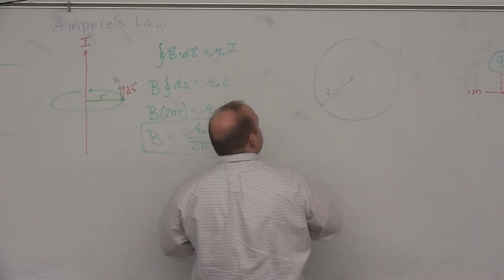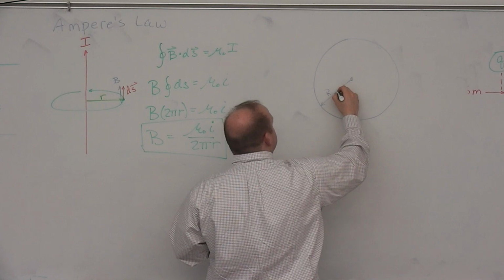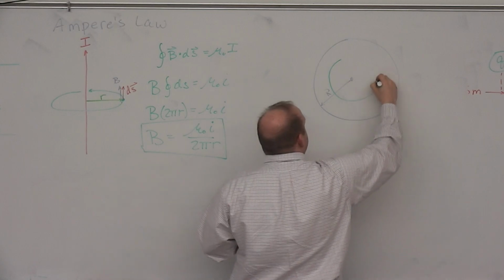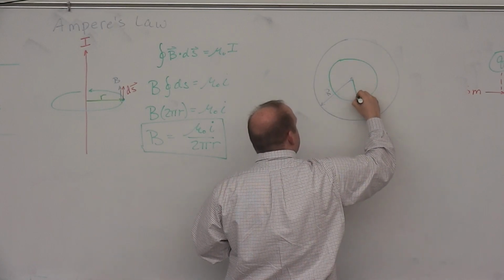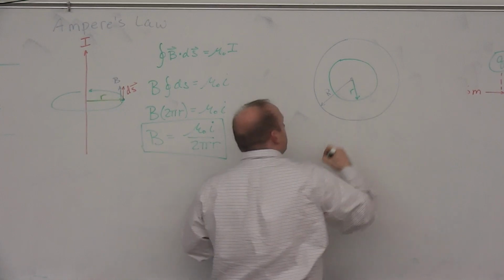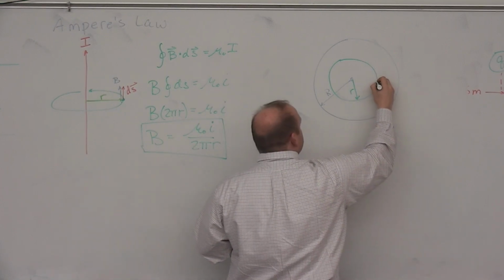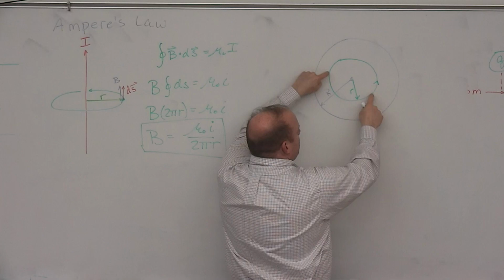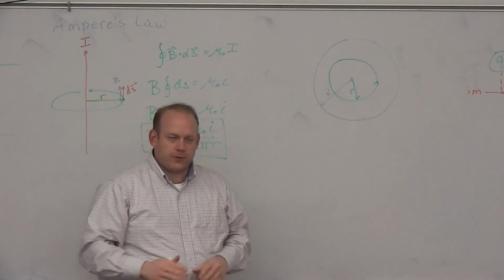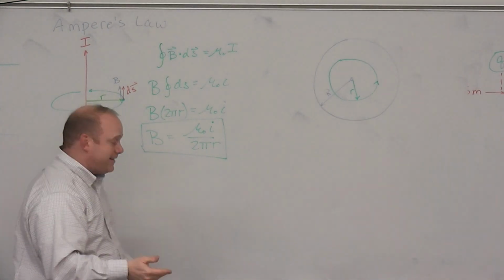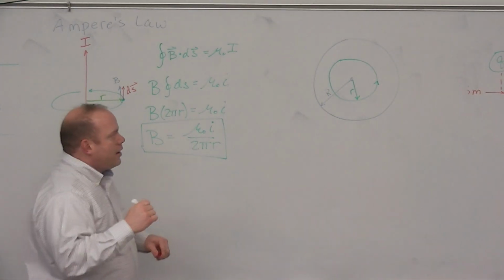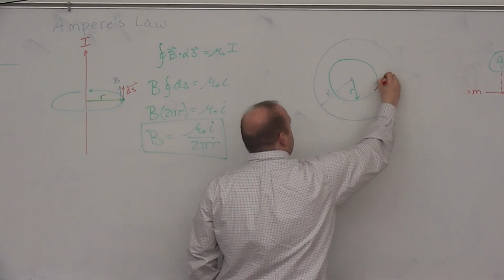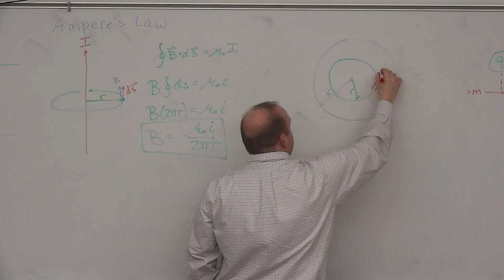Now, I want to know what the magnetic field is a distance little r away, and I'm going to put it here. So this is my full wire. I want to know what the magnetic field is right here inside this wire. I couldn't do this easily with Biot-Savart. So now, let's take a look at what happens here. Again, ds and B point in the same direction.